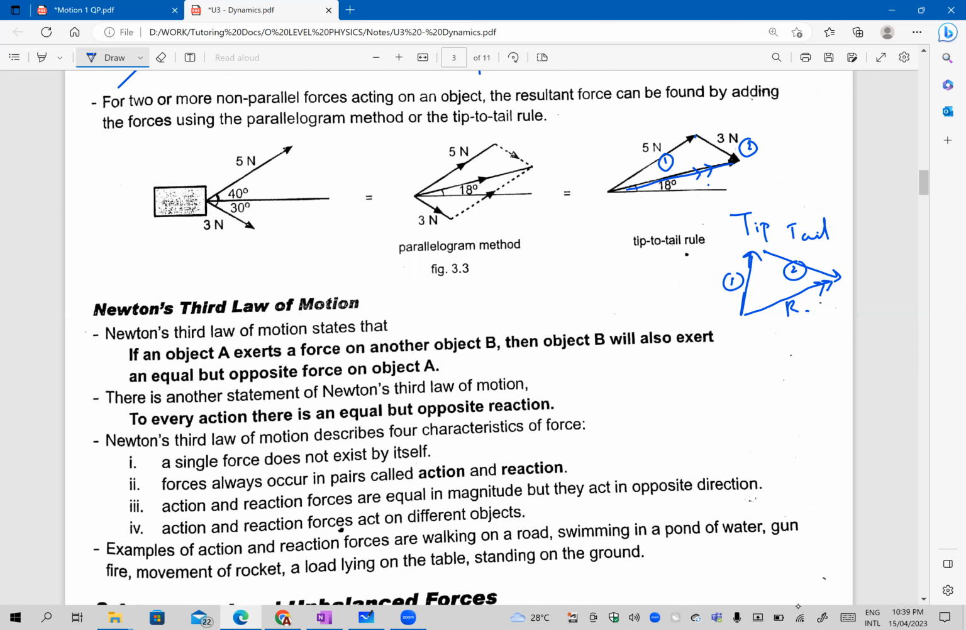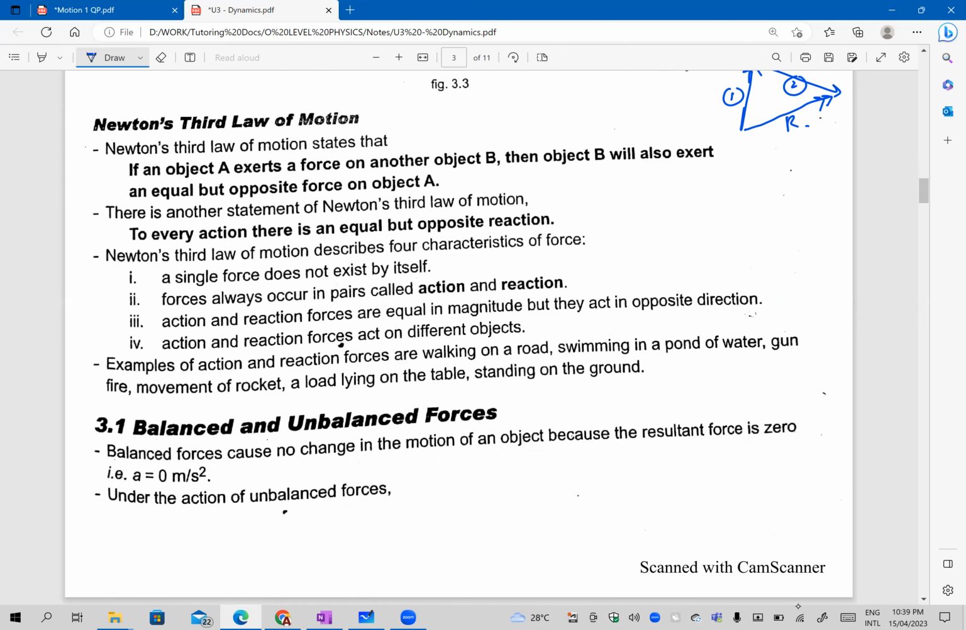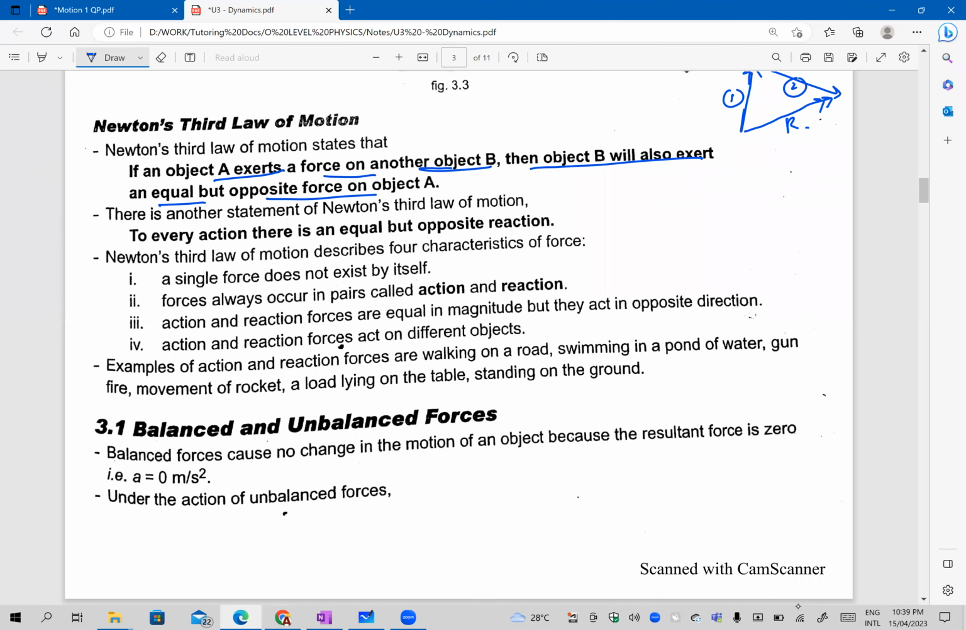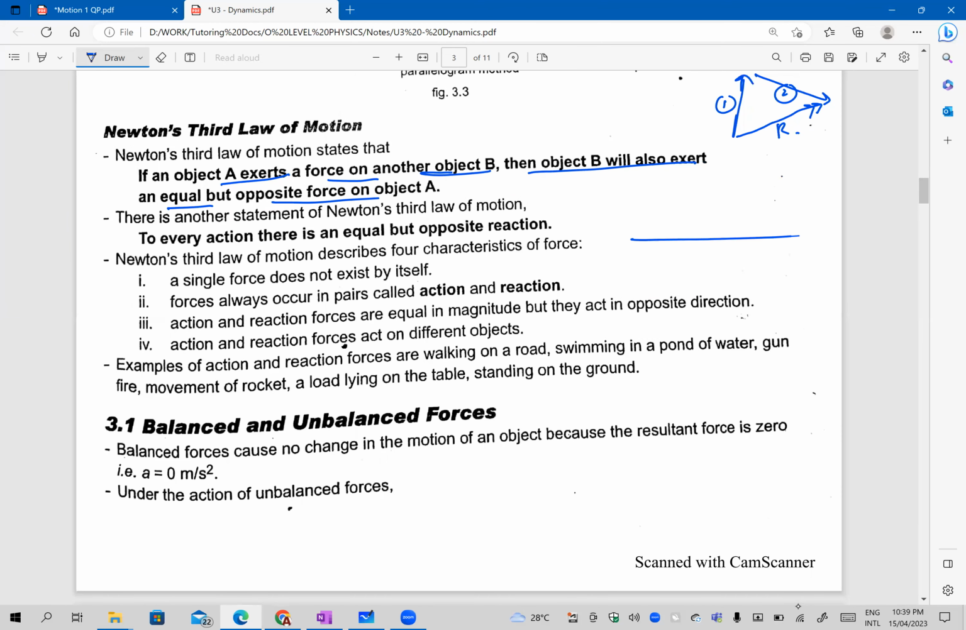Let's look at Newton's third law of motion. Newton's third law of motion states that if an object A exerts a force on another object B, then object B will also exert an equal but opposite force on object A. Every action has an opposite and equal reaction. For example, a table. There's a book placed on the table. Now this book is exerting a force. Look at it. Let's zoom it in.